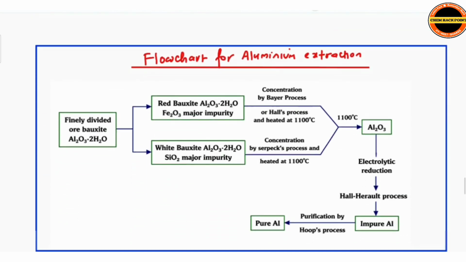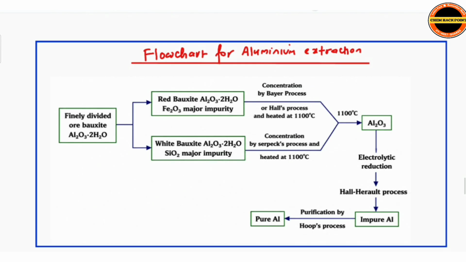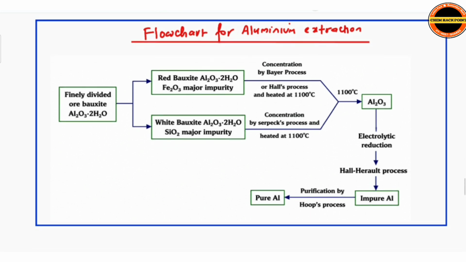Next, a flowchart is given for your reference, covering whatever we discussed in the form of a flowchart. These flowcharts are useful for quick revision of such concepts. When we use Hall's process: red bauxite, like Al2O3.2H2O, with major impurity Fe2O3. Then we use Hall's process. Serpeck's process, when we use Baeyer's process, Hall's process is only for red impurity. Serpeck's process is for white impurity, SiO2 as the major impurity. Electrolytic reduction is the Hall-Heroult process, with purification by Hoope's refining.